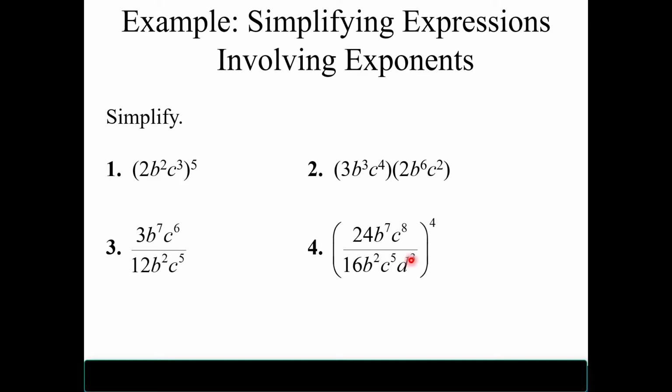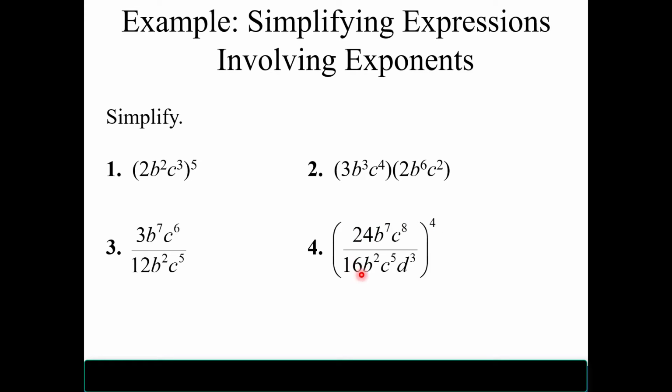But then we'd end up with larger values, right? C to the 32nd, b to the 28th, and also 24 raised to the 4th. That's ugly. So I don't recommend that. I think it would be much easier for us to simplify what's inside the parentheses first, reduce it as much as we can, and then deal with this exponent over here. Okay? So when we reduce them, what do we get?